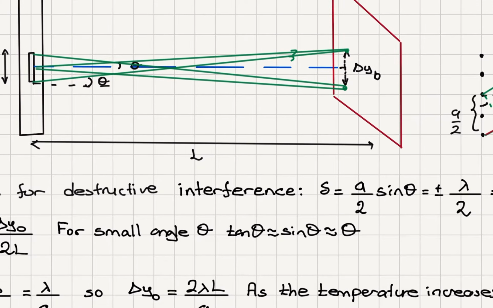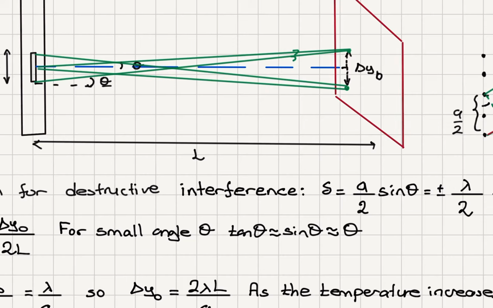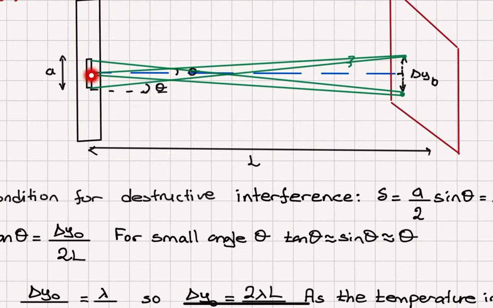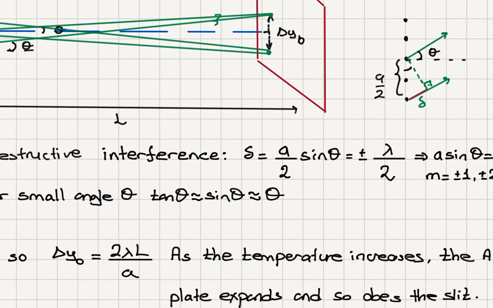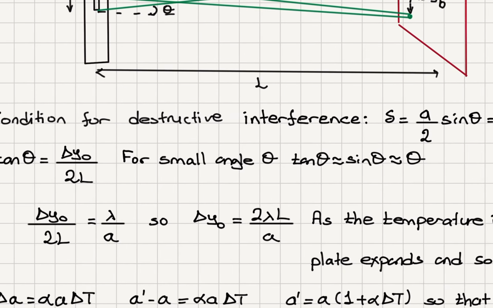And for small angle theta, tangent theta, sine theta, and theta are equal. And tangent theta is found by looking at the central axis and at a distance L, the position of the first dark fringe. So we can see that tangent of this angle theta is delta y0 over 2 divided by L. And for small angle, that's equal to sine theta. So sine theta is equal to lambda over A. So that's what I substitute here. So this gives me delta y0 to be 2 lambda L over A.